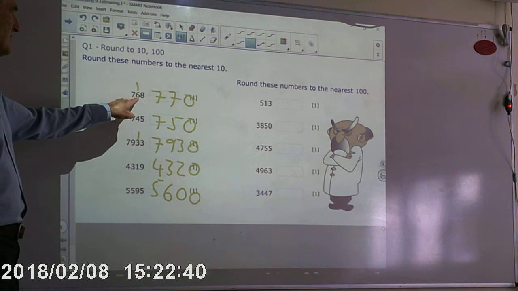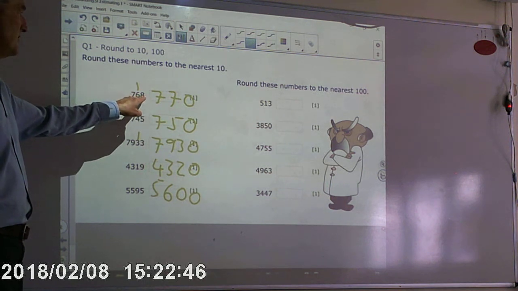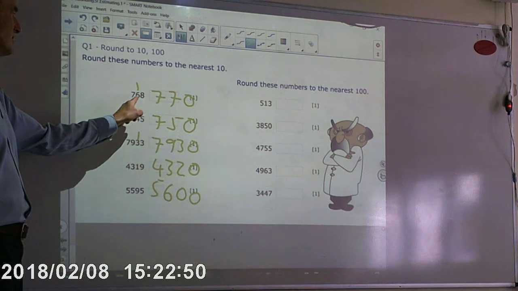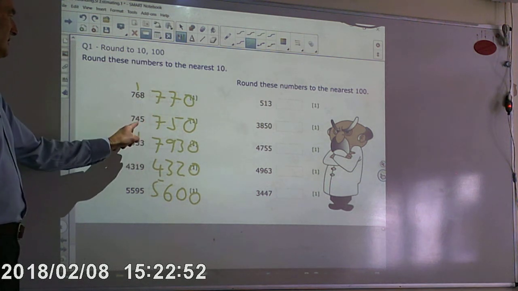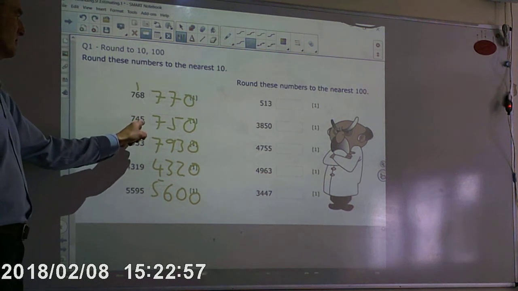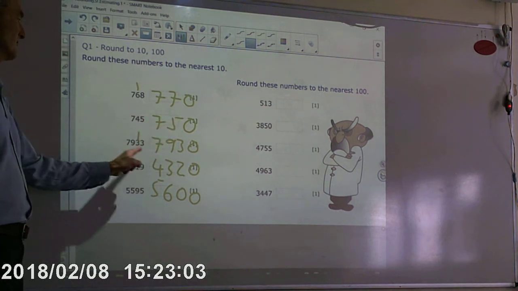We're rounding to 10. Look at the number afterwards. Is it greater than or equal to 5? We round up, so it goes up to 770. That 6 becomes a 7. That 4 has got to become a 5 because the number that is after it is a 5. So 5 or more, round up, 750.